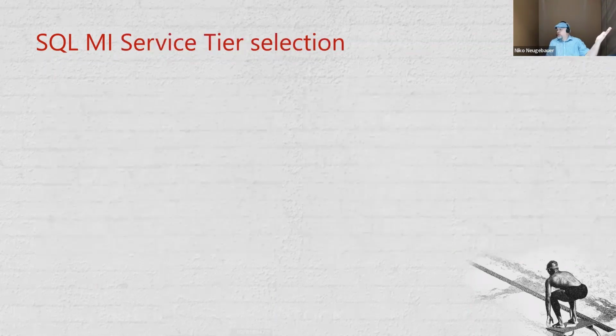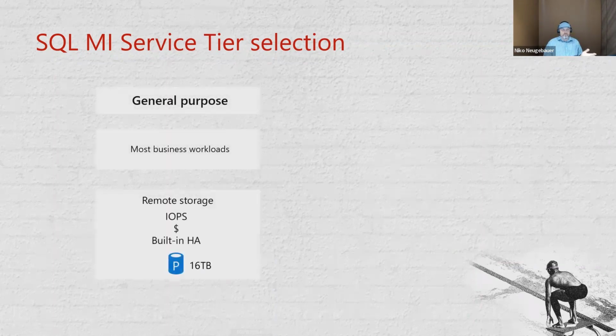So I mentioned the General Purpose service tier. What is this? General Purpose is the tier we believe is best suited for most business workloads. We provide you with built-in HA. Think about this as a kind of failover cluster. So one primary instance replica, and we have a pool of standby replicas. Should something happen to the software or hardware, the primary will detach itself from the remote storage, which we support up to 16 terabytes, and a standby will take over. So there is a kind of failover time.